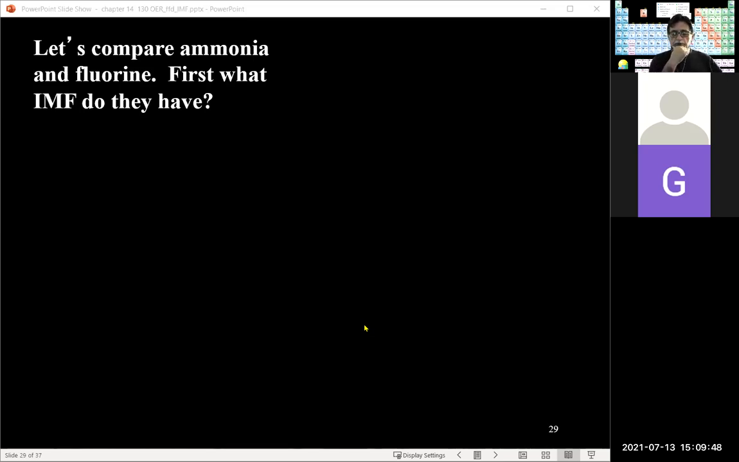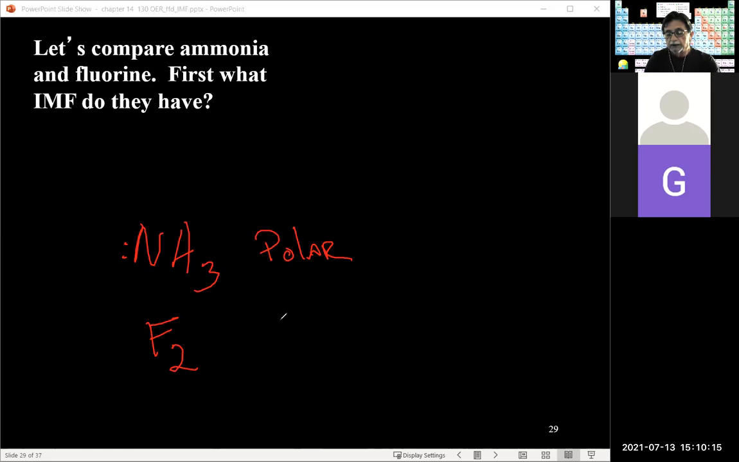So let's compare and contrast. It's a typical compare and contrast. We're going to look at ammonia and we're going to look at fluorine. Before we can do anything, we need to write the formulas. To refresh our memories, the formula for ammonia is NH3, with a lone pair sitting there. If you recall, we learned right away that this is polar, okay? Fluorine is diatomic, okay? Being diatomic tells us what? We are dealing with a non-polar species.